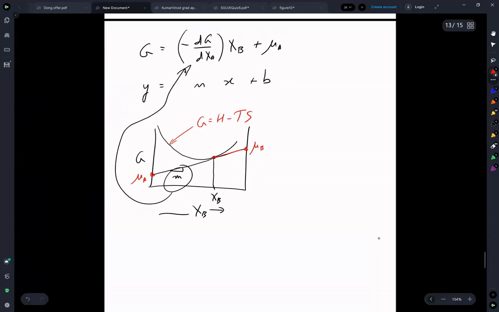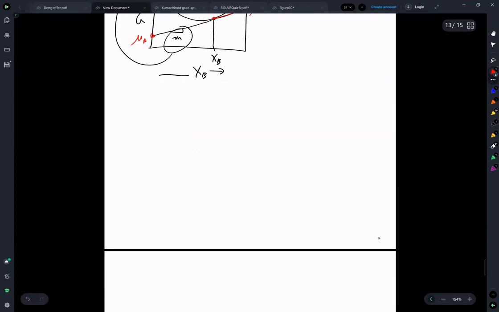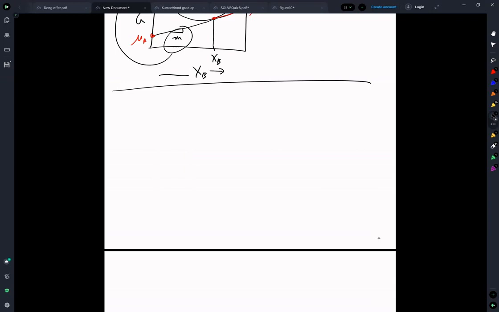Now, it's true, and it's something that in materials, at least for me, this is how I think. But it's not particularly convenient. And a more convenient way, for many people, a more convenient way to think is in terms of activity.